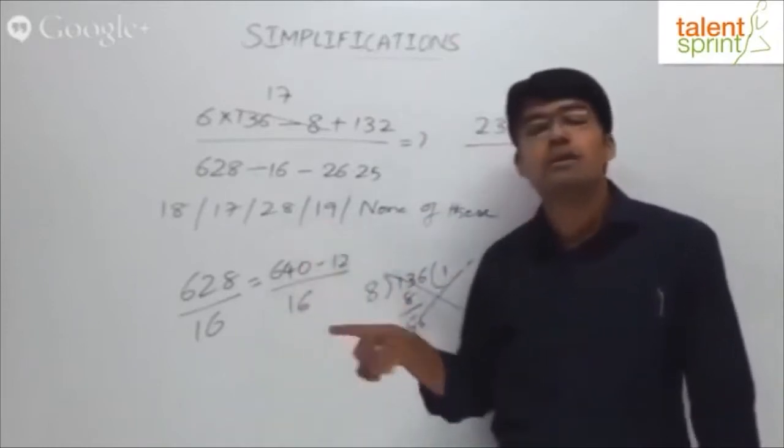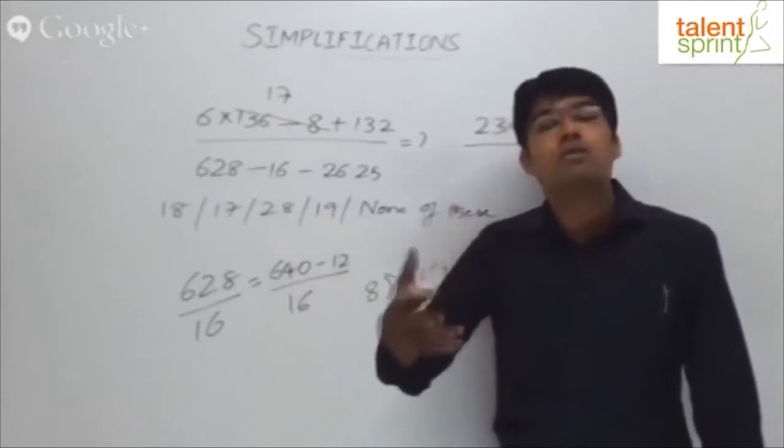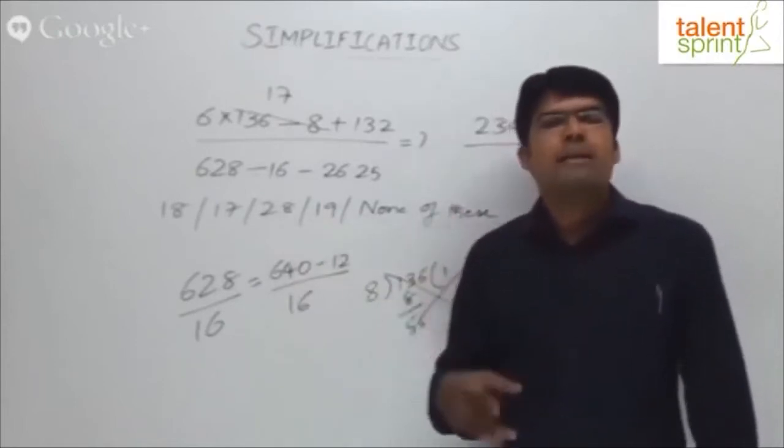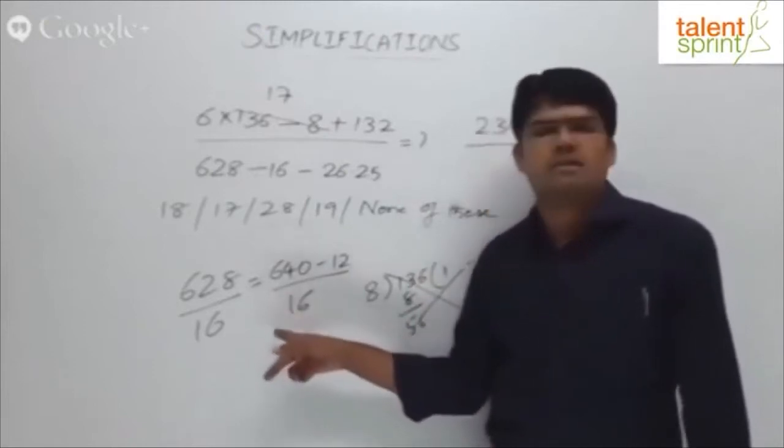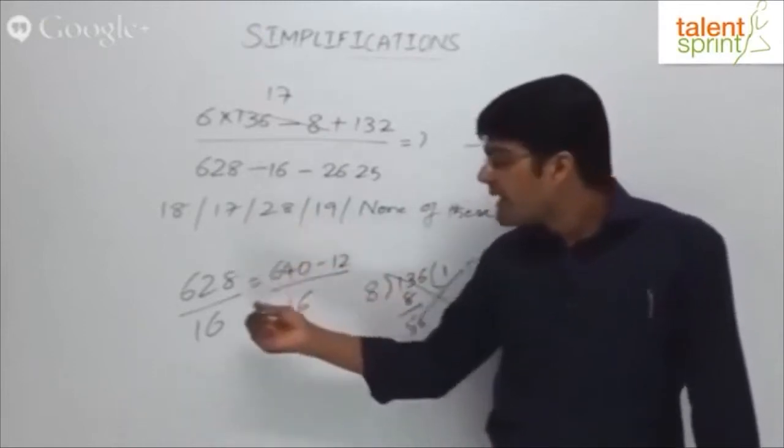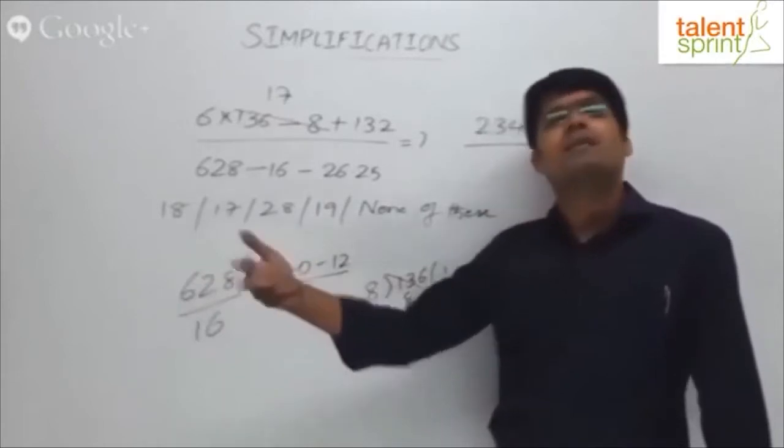Same thing you try to do on paper, it's going to take a lot of time. I mean, definitely more time when compared to the direct mental calculation, right? And I would say even these steps are not required. The other way of doing it is try to break 628 in terms of some other multiple of 16.